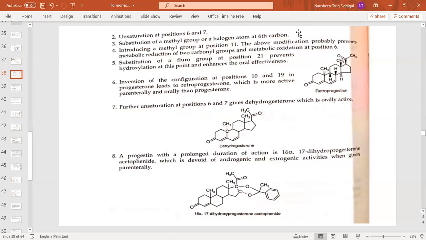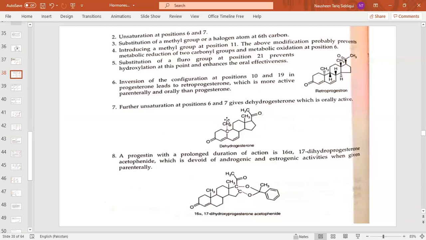When the inversion of configuration was done at position 10 and 19, this position is 10 and the 19 position is on the chain. Inversion of the configuration at position 10 and 9 in progesterone leads to retroprogesterone, which is more active parenterally and orally than progesterone. Further unsaturation at position 6 and 7 gives dydrogesterone, which is orally active.